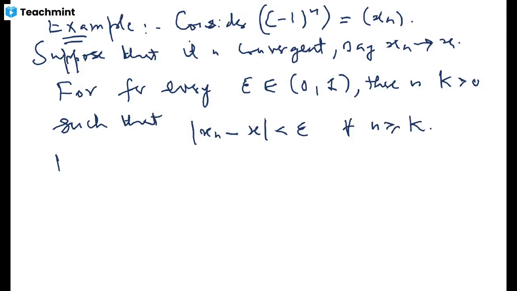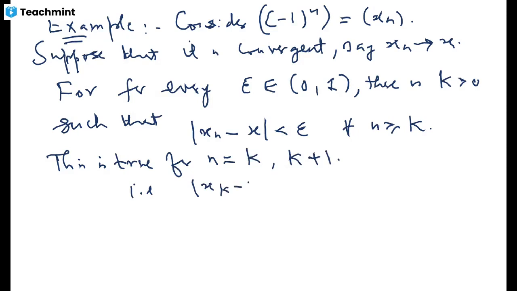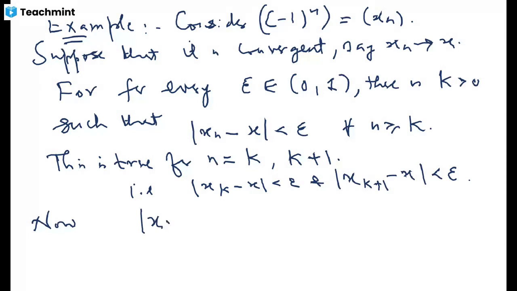So this inequality is true for a particular choice of k also, and the particular choice I'm going to take is k and k plus 1. That is, |xk minus x| is less than epsilon, and the (k plus 1)th term minus x, its modulus is also going to be less than epsilon. Okay, now let's look at this thing. What is the distance between the kth term and the (k plus 1)th term?